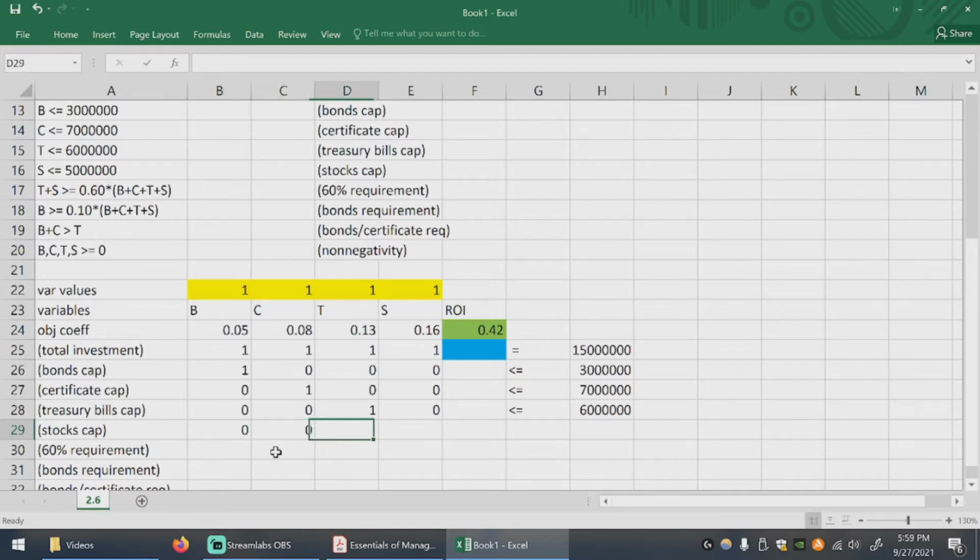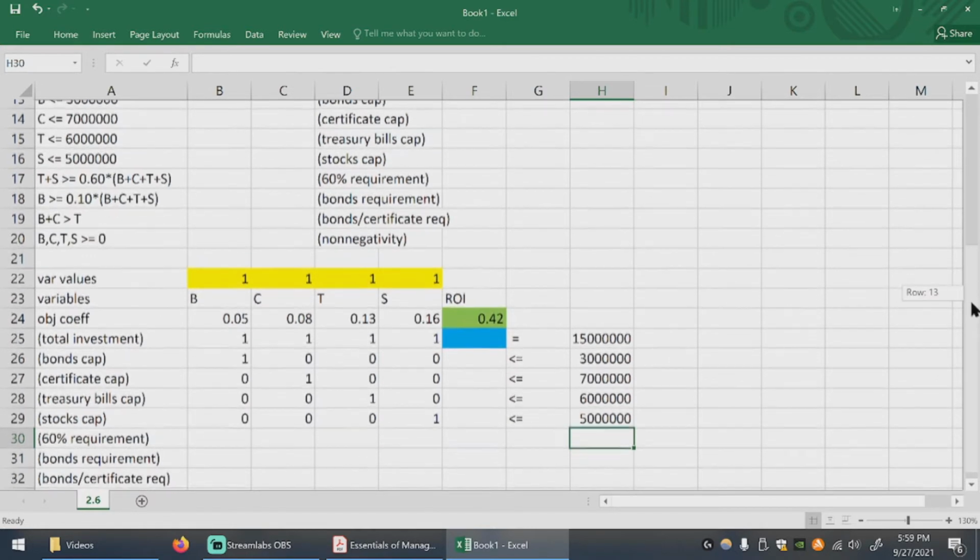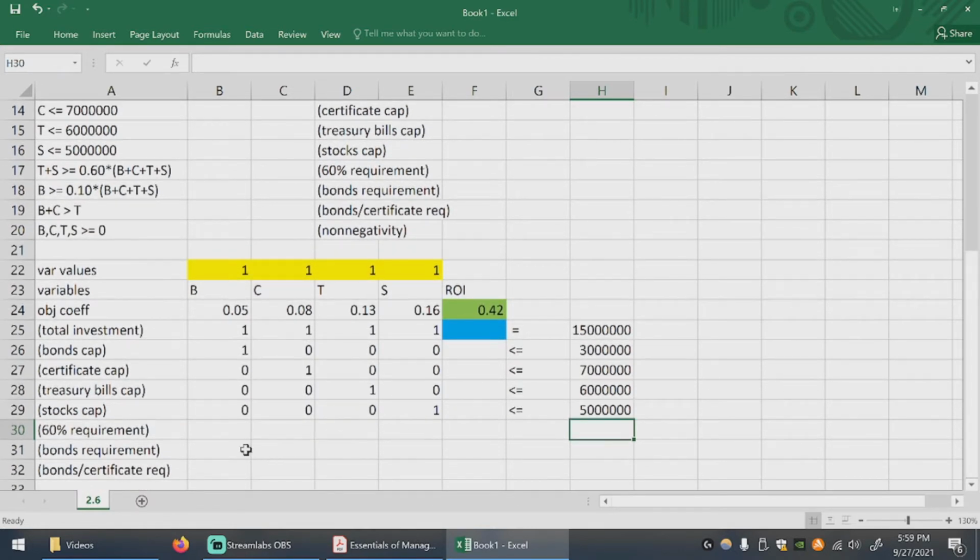Last one. S is there. 1 for that one. And a less than or equal to 5. This time I hope I got the numbers right. Good. We'll scroll down a little bit so we can see more. The 60% requirement, or whatever you call it, it's not looking perfect for Excel, right? Unfortunately not. So we have to clean it up a little bit. We have to simplify it a little bit.